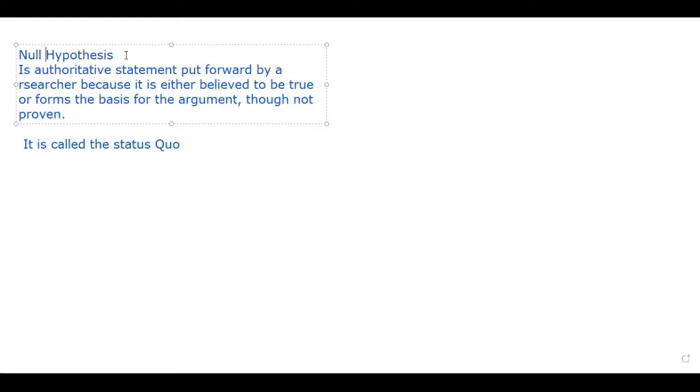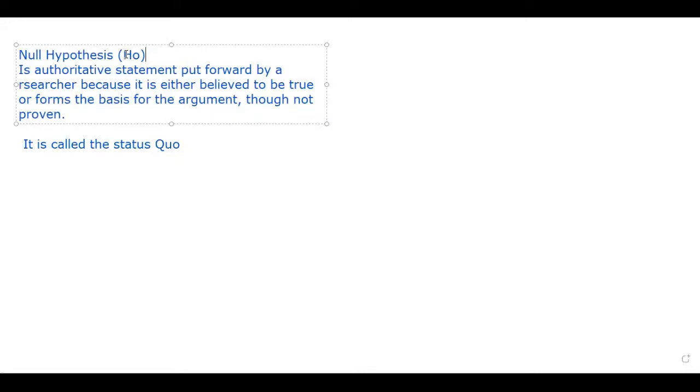So the null hypothesis is represented by H0 or H naught. You get it? So that's why we write it as such. It's an authoritative statement put forward by a researcher because it is either believed to be true or forms the basis for the argument, though not proven. So it's also called the status quo. You are saying something. You claim that this thing is true, though not proven, but still you are saying it's true because it's the current situation, the status quo.